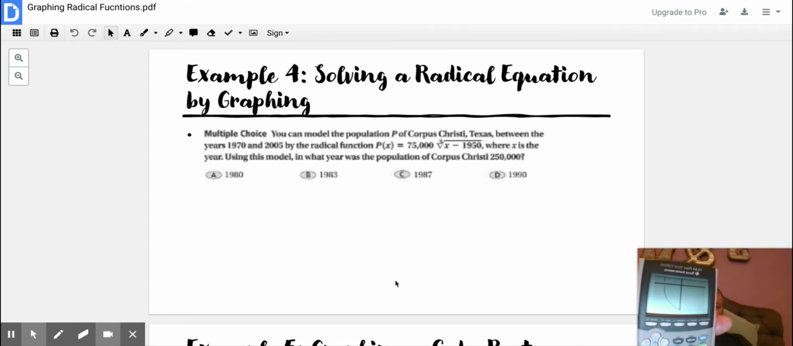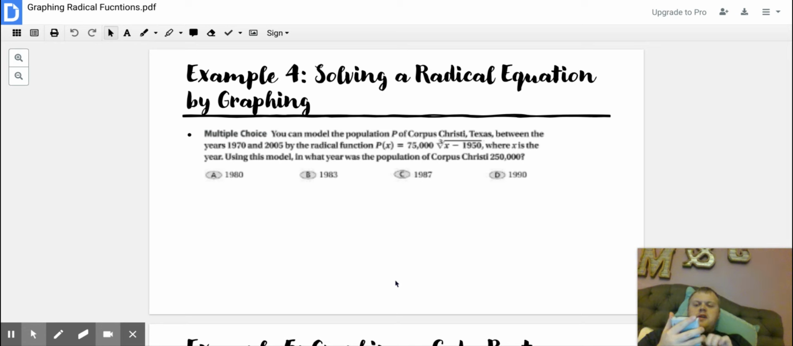So what I'm going to do here is I'm going to hit trace. Or actually, I'll take that back. I'm going to do second, and trace. Second, trace. And a menu pops up. I'm going to go down to number 5 where it says intersect. The point where these parts intersect should give me the year of when this happens here. So I'm going to hit intersect.